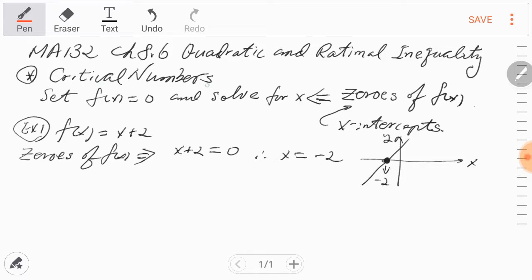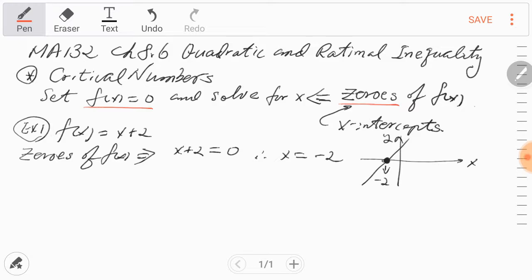Critical numbers of a function: set the function equal to 0 and then solve for x. Since the function is 0 at these x values, they are x-intercepts, so we call them the zeros of the function. Zeros of the function are the x-intercepts.